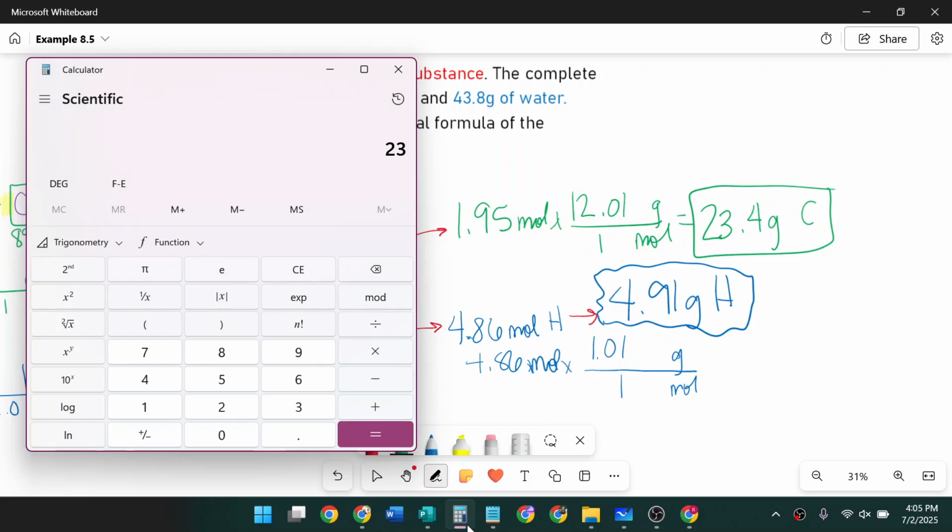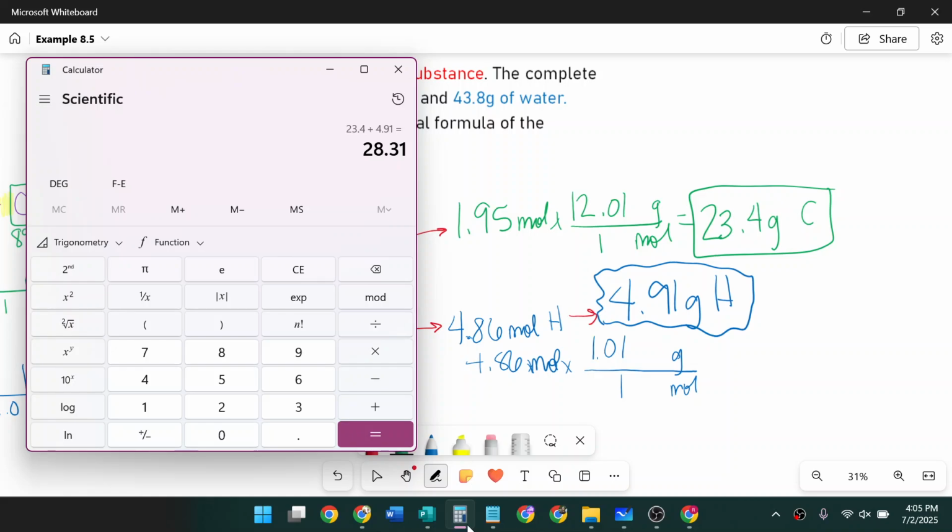So we have 23.4, that's how many grams of carbon are in there. And then we have 4.91, that's how many grams of hydrogen are in there. And when we put those together, we have 28.3. I know the calculator says 28.31, but we're going to call it 28.3 because our carbon had its last number in the 10th place, and so our answer can only have its last number in the 10th place.